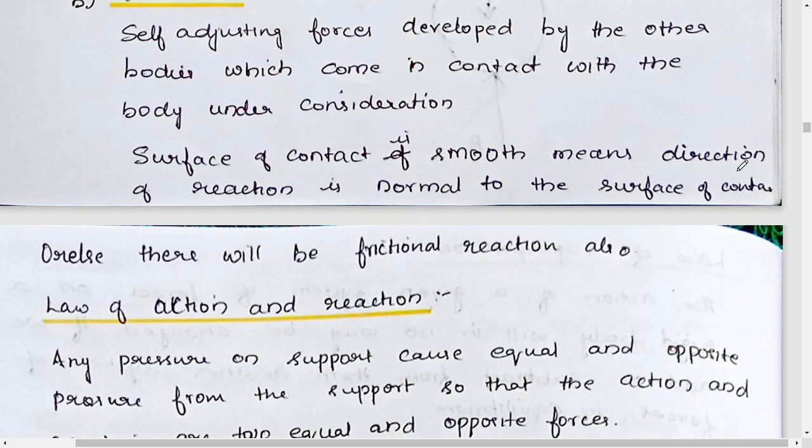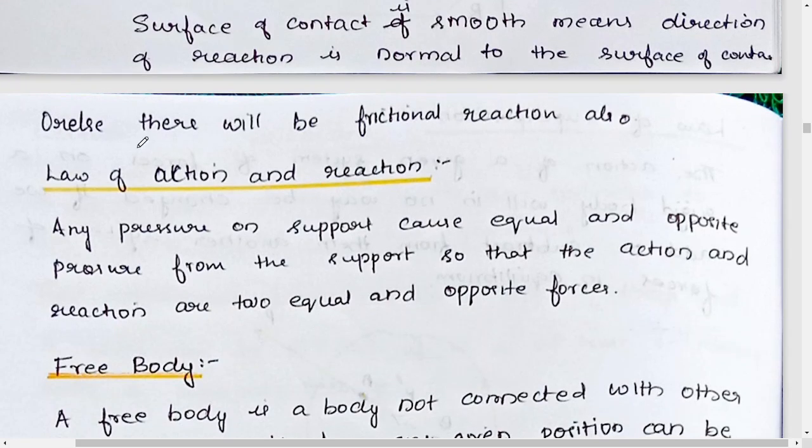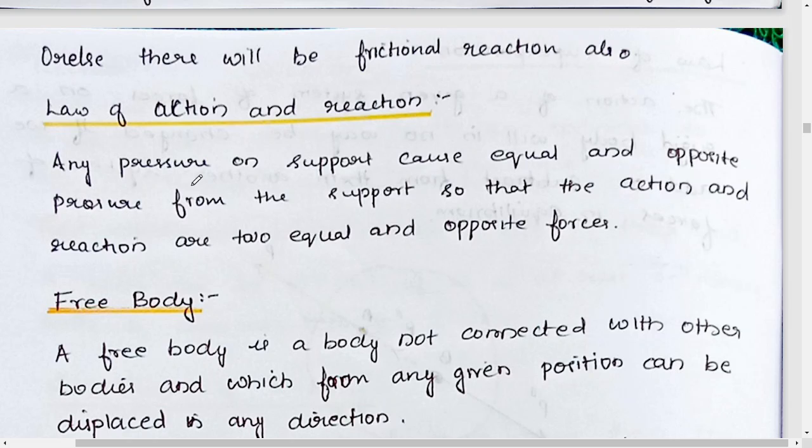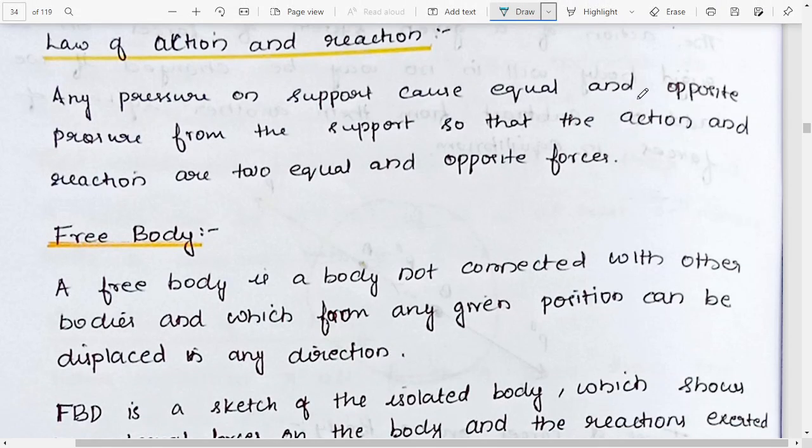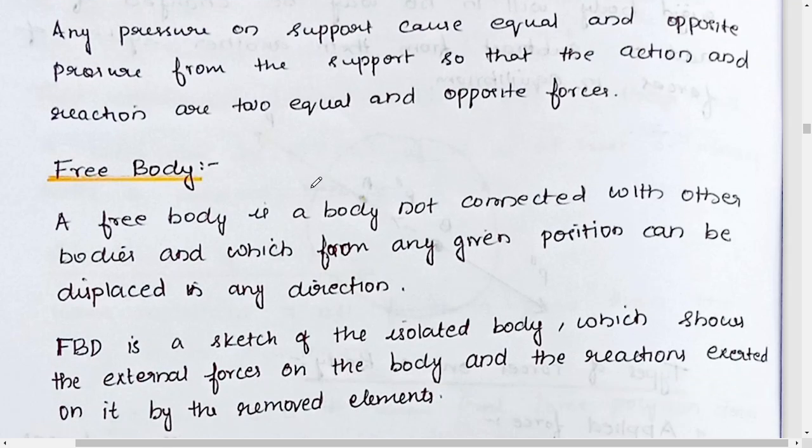If the surface of contact is smooth, that determines the direction of reaction. Then the law of action and reaction: any pressure on a support causes an equal and opposite pressure from the support, so action and reaction are two equal and opposite forces.